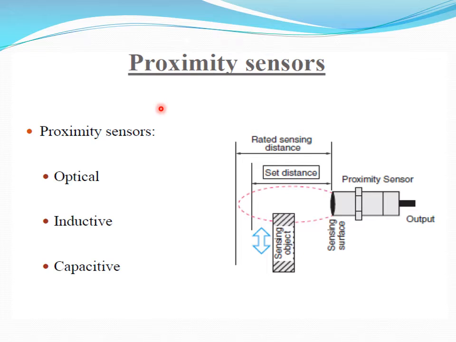Proximity sensors are available in different types: optical, inductive or capacitive. This is the basic principle on which they work, that is, the optical principle, inductive principle or capacitive principle. The general arrangement of a proximity sensor.